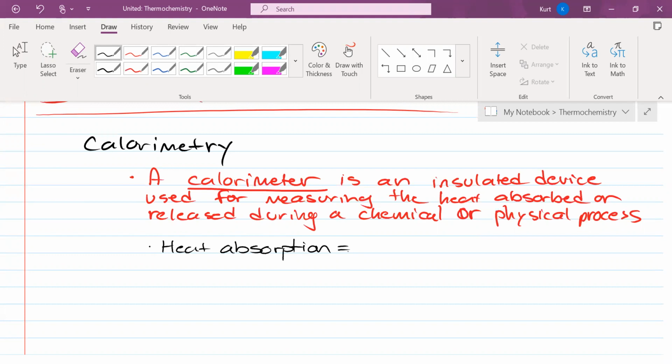If I put this thing on the back of my neck and it's feeling really cold to me, is it absorbing heat or is it releasing heat? It's absorbing. So if you were to touch something and it feels cold, it is absorbing heat. That is heat absorption. It's going to be cold to the touch.